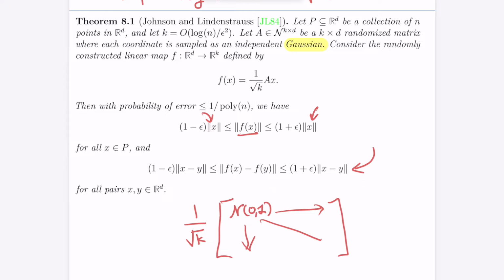Okay, so because f is so simple, it's just applying A, this is equal to f of x minus y. And there's only n squared pairs we have to worry about. So we'll preserve all of the x minus y pairs, just because we're preserving any particular vector with probability 1 over n to the 10 or something.